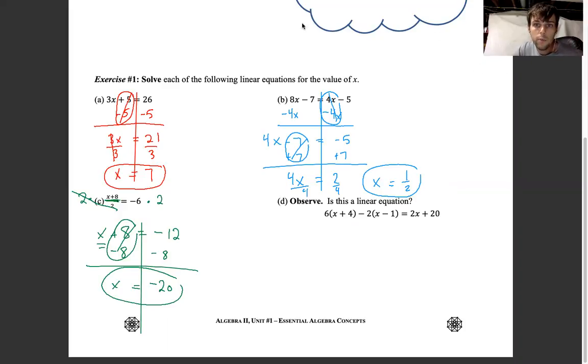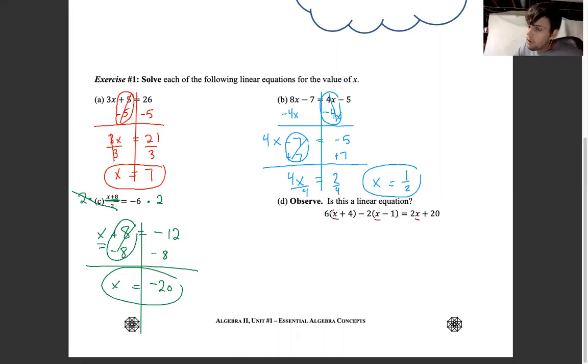All right, last one here asks this little observe question. It says, is this a linear equation? So is this an equation where we only have x to the first power? At first glance, yes, all of our x's are only to the first power. There's no x squareds, there's no square roots or anything like that that are messing things up.